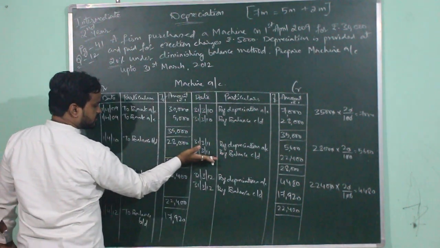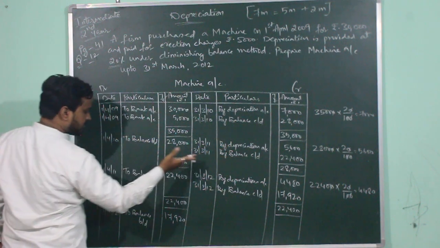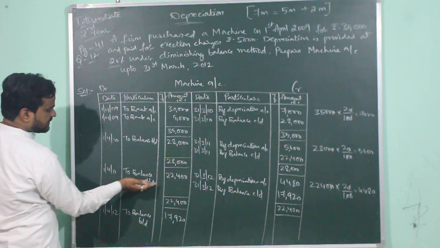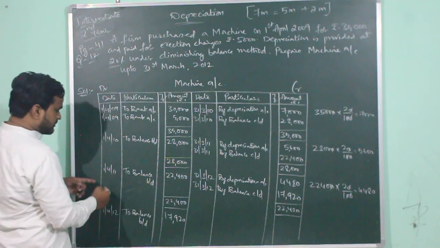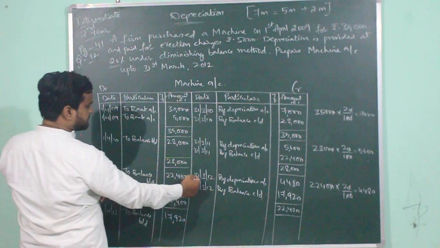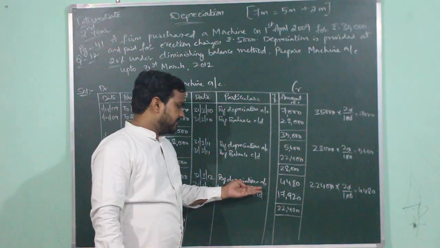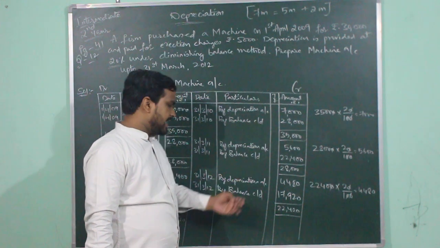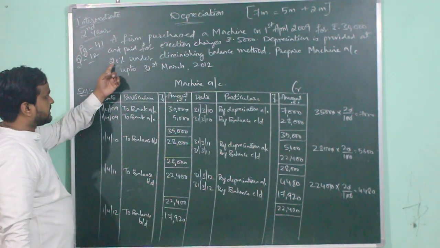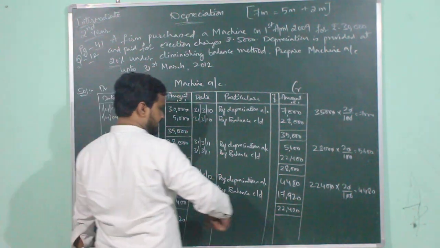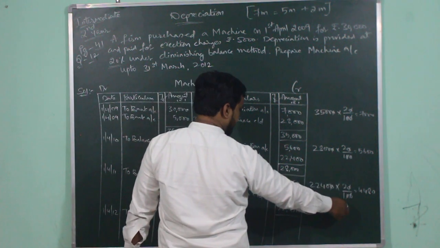on 31st March 2011. The same value will be brought down on the immediate next day, 1st April 2011, as to balance brought down 22,400. So this financial year will be ending on 31st March 2012. Again the business firm is required to provide depreciation on it, which is recorded as by depreciation account, and this time the rate of depreciation, 20%, will be calculated on 22,400, whose calculation is 22,400 into 20 divided by 100.